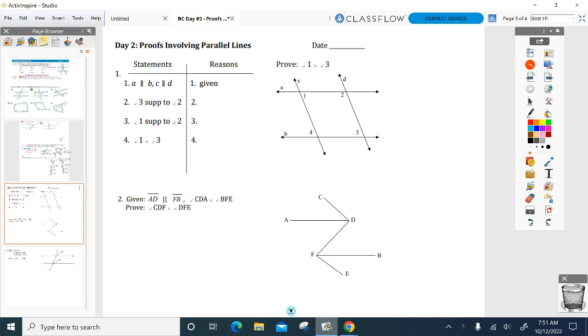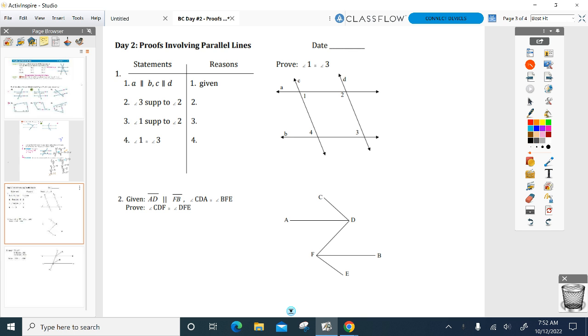Proofs given the lines are parallel. So we need to look for all those special angles we talked about yesterday, and then we're going to have to mix in some of unit 2. I didn't want to throw you guys right into the fire, so what I'm going to do first is a proof where I filled in all the statements, but you're going to help me with the reasons.